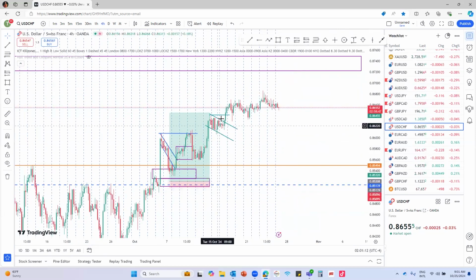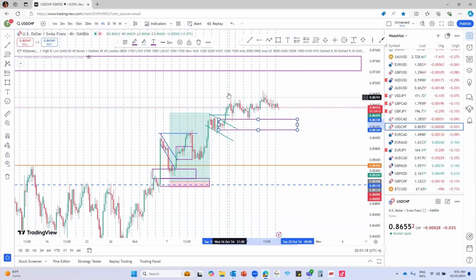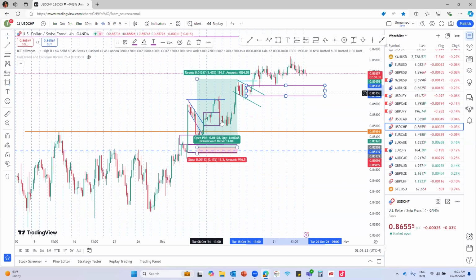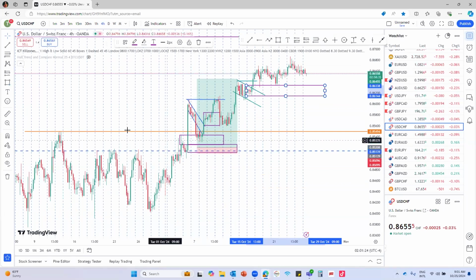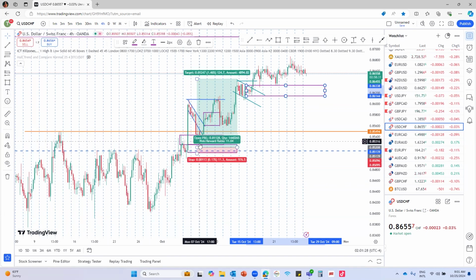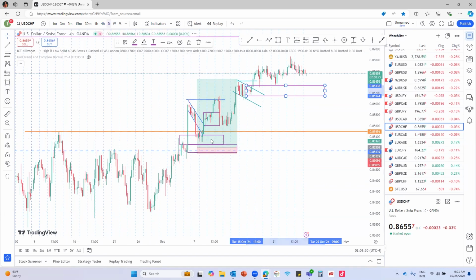So also here was a consolidation. We had the price retest this particular level. So that is a supply zone, and you can see it was tapped, right? And the price pushing higher. But around this particular point, this is where we had our entry, right? Let me show you.